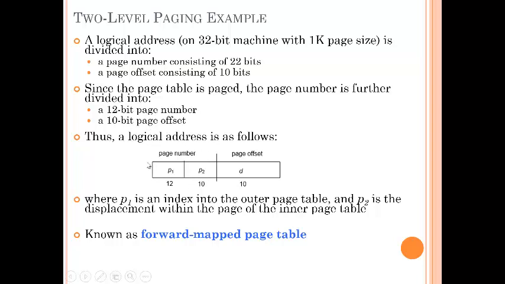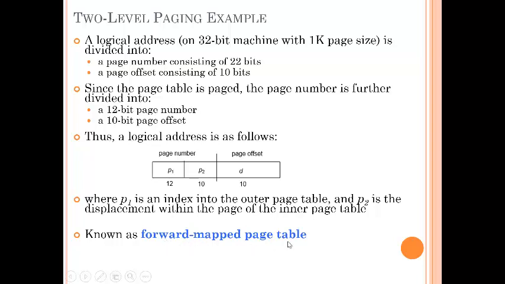Your 22 bits of page number is now divided into 12 bits of outer page table and 10 bits of inner page table. For example, outer page table is having 12 bits, so how many entries are there? 2 raised to 12, and inner page table is having 2 raised to 10 entries. So now rather than storing 2 raised to 22 entries in one space, we will divide that into two parts. So P1 is the index into outer page table and P2 is the displacement within the page of inner page table. This method is also called forward mapped page table.